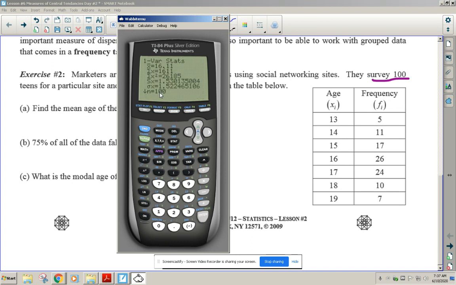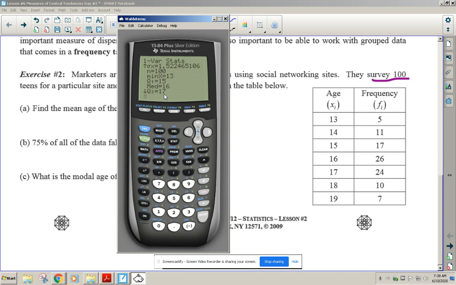And yes, I have 100, so I know I typed it in right. And they say find the mean average, and the mean is 16.11. And then they say 75% of all the data fall at what range or below? Well, 75% of the data, ladies and gentlemen, that's the third quartile. The third quartile is 17 or less. So that is your answer.